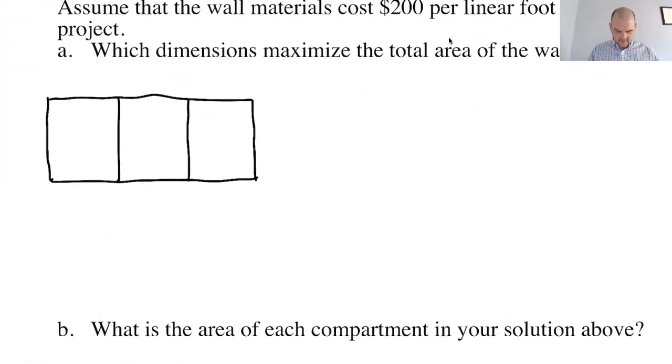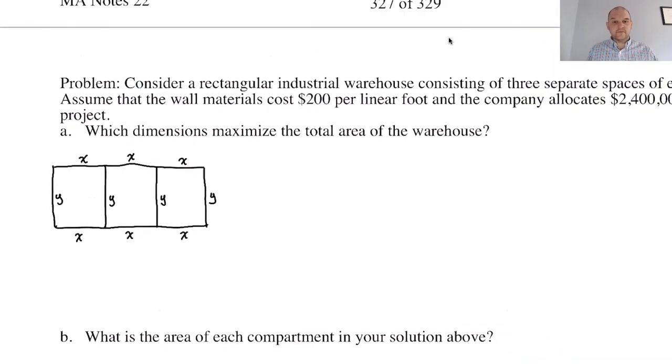All right, I'm gonna call this x. So this will also be x, and this will also be x. And then I'll call this y. So this is y, this is y, and this is y. And then while we're doing it, x, x, and x. So I need a lot of material to make this.